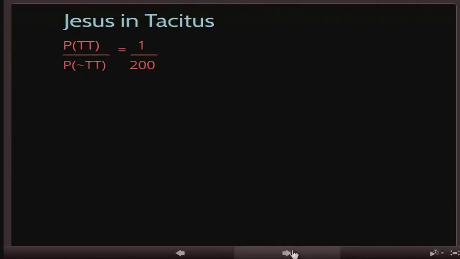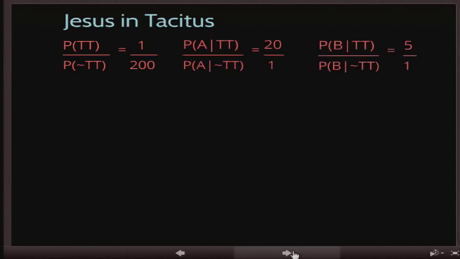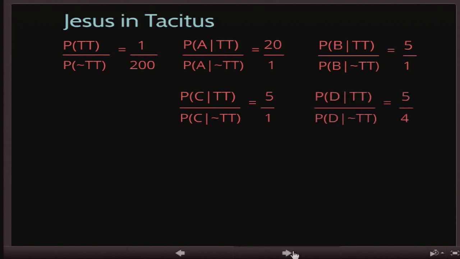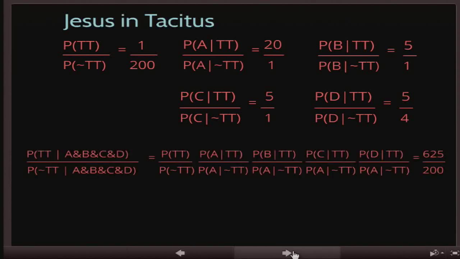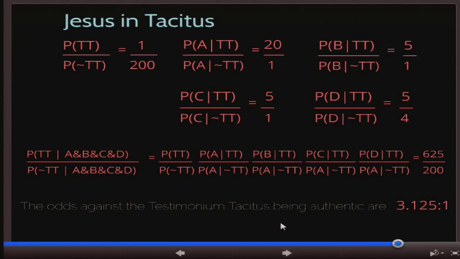So he starts off saying it's 200 to 1 that someone would have fluffed around with this passage in an old Roman book. And then he puts together some other figures. I won't go into details as to where he gets them from. But it's starting to take the form of a fairly similar kind of argument. Again, we're looking at all these terms being multiplied together. And we end up with the odds against this passage being authentic being about or over 3 to 1.